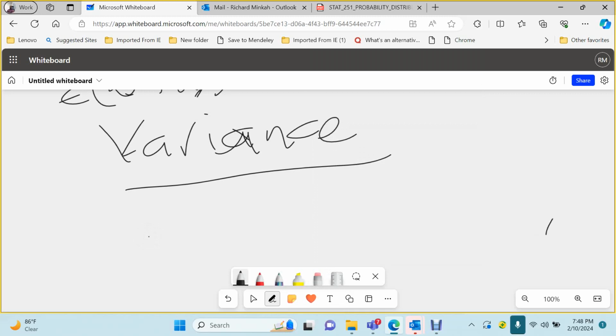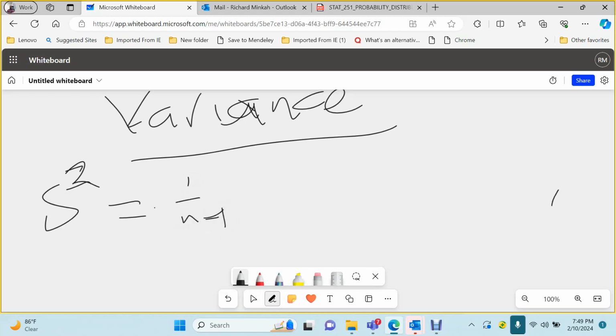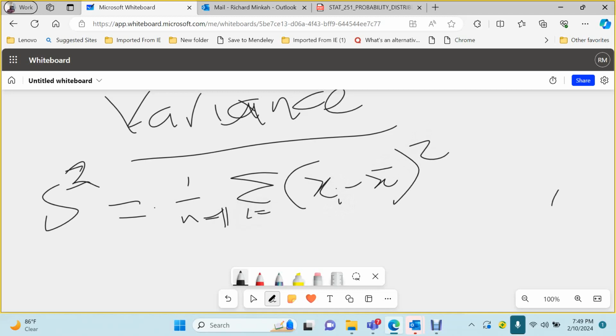Okay. Now, how do you find variance? The sample variance, S squared. How do you find this? You do 1 over n minus 1, isn't it? Plus sigma x minus x bar all squared. You all know this, right? Yeah. Good. Okay. Now, why do we divide by n minus 1 and not n?